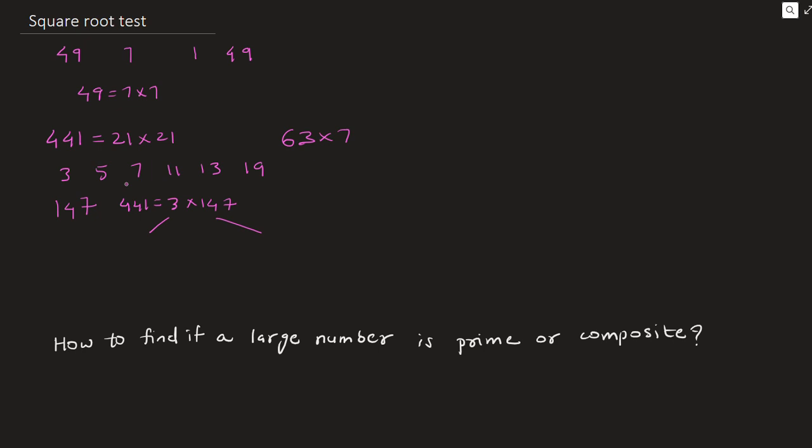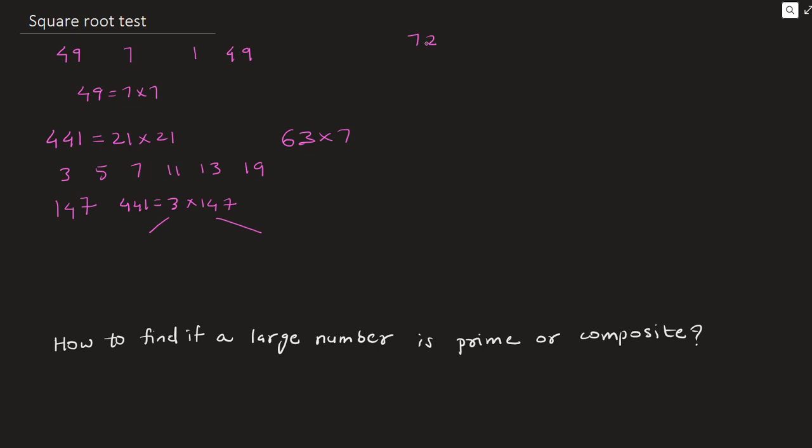Now similarly, if I have a number which is not a perfect square, I find an approximate square root and check if any of the primes below this approximate square root exactly divide it, then it is a composite number. And if it is not divisible by any of the primes less than the approximate square root, then it is a prime number.